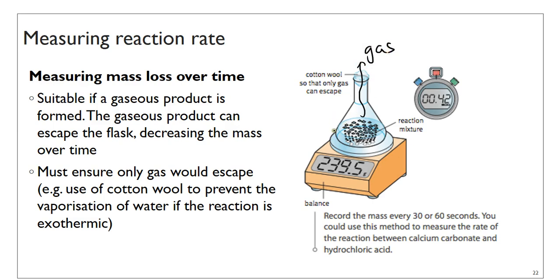So you just put the conical flask on a scale, and I'll show you how to do it. But basically you can measure the decrease in mass of this flask over time, and that is an indication of the amount of product. The only thing is you have to make sure that you put cotton wool on here so that only gas escapes, because I'll show you this in class, but some reactions are really exothermic and release a lot of heat along the way, and then you have water being evaporated. So you want to make sure that it's just the gas that comes out.